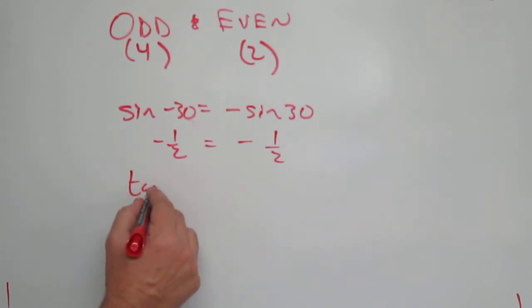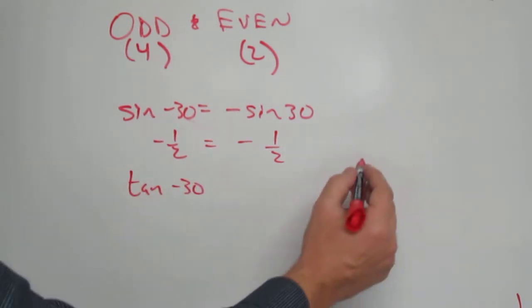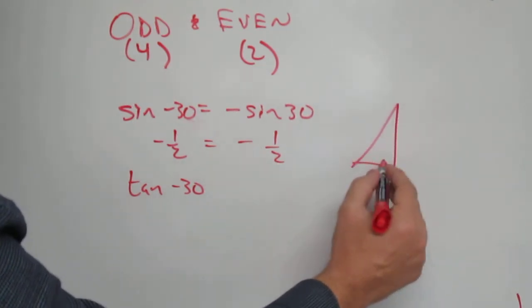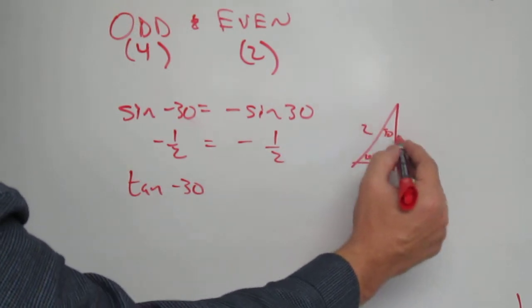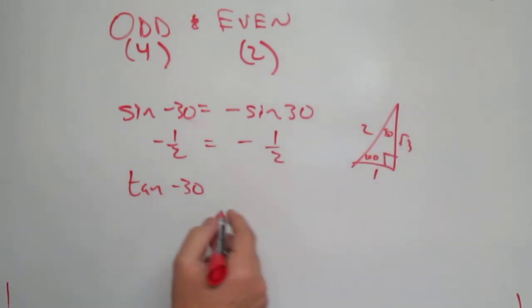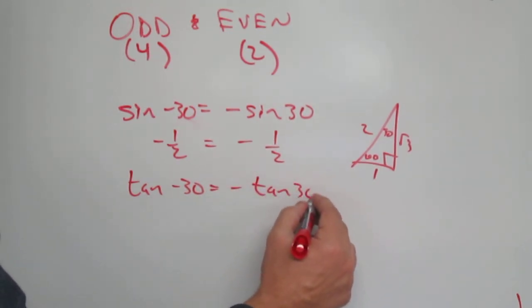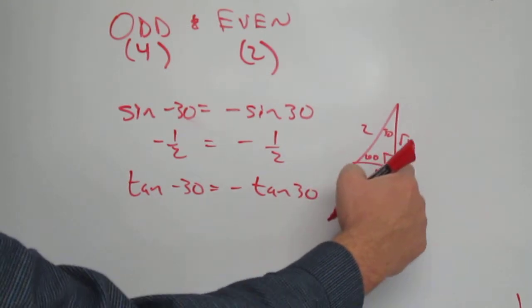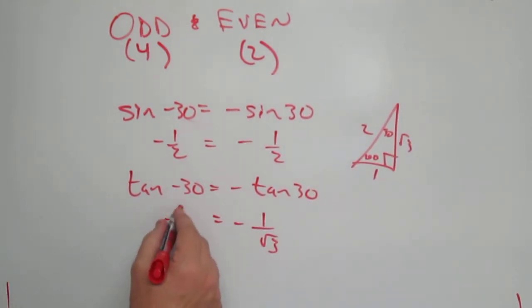Tangent is an odd function. So the tangent of negative 30, I already forgot my 30, 60, 90s. So if this is 30, this is 60. 1, 2, square root of 3. Tangent would be opposite over adjacent. This would be the opposite of the tangent of 30, which tangent of 30 is 1 over the square root of 3. This would be negative 1 over the square root of 3.